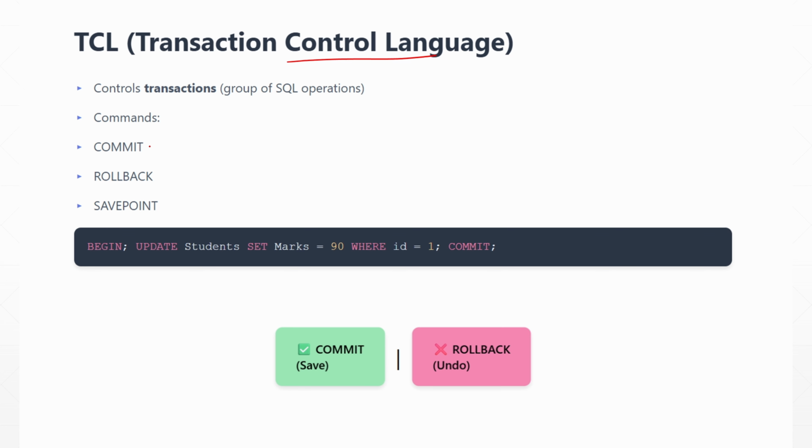TCL helps with that. Commands we use in TCL are: commit, it saves all the changes permanently; rollback, it undoes the changes if something goes wrong; savepoint, it creates checkpoints inside a transaction. So TCL makes sure that our data stays accurate and consistent. Either everything happens or nothing happens.